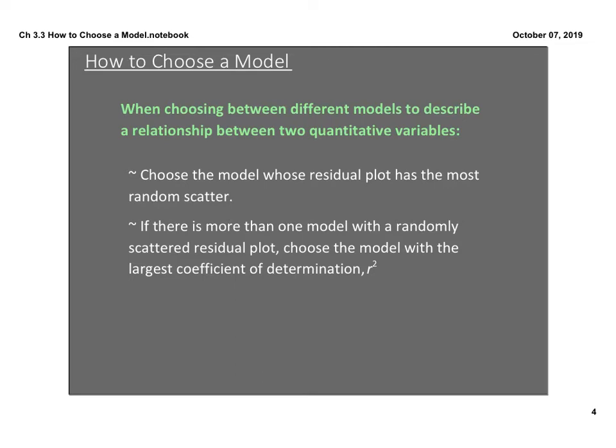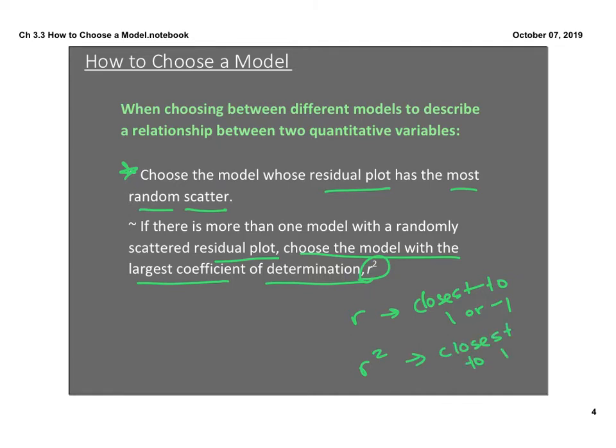All right, so when we want to choose an appropriate model between the models that we have created, it says when choosing between different models to describe a relationship between two quantitative variables, one thing is to choose a model whose residual plot has the most random scatter. We want to see random scatter in that residual plot. That's an important thing. The other thing that we want to check for, it says if there's more than one model with a randomly scattered residual plot, choose the model with the largest coefficient of determination, or the R-squared. We looked at R yesterday, and we want it to be closest to 1 or -1, or you could just say R-squared closest to 1.